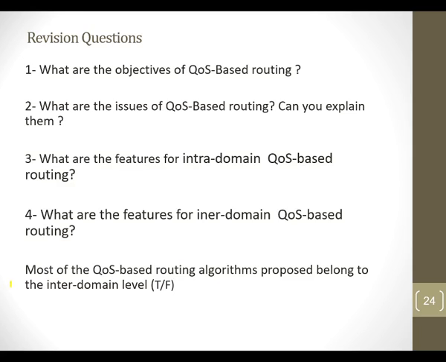Based on what you have learned earlier, try to answer the following questions. What are the objectives of quality of service-based routing? What are the issues of quality of service-based routing? Can you explain them? What are the features of intra-domain quality of service-based routing? What are the features of inter-domain quality of service-based routing? Most of the quality of service-based routing algorithms proposed belong to the inter-domain level. Is this statement true or false?